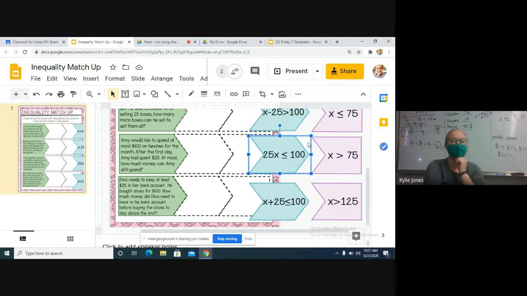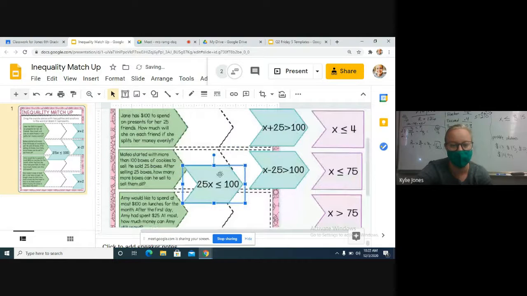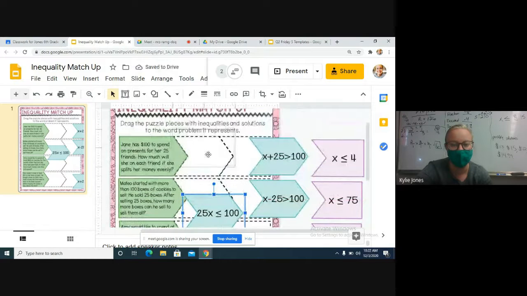Good. So she needs to, Alex, do not ask which one that is. Scroll down and read the problems. She needs to split her money between 25 friends. So we need to do the division, which means that we need to find the one that's multiplying. Basically, you find the opposite. And we need to move that one up there. So it is 25x is less than or equal to 100. Try and move that up there. Get it on there as nice as you can.